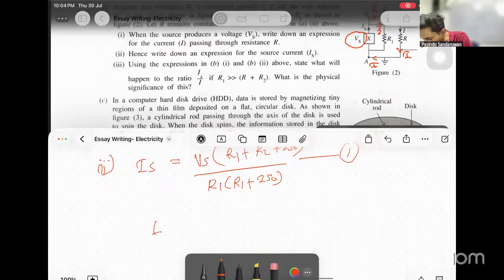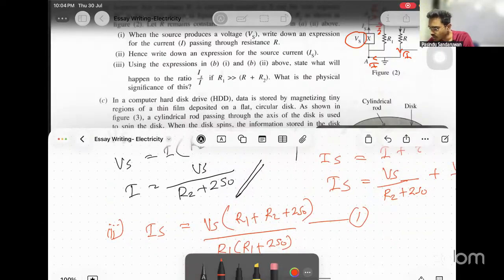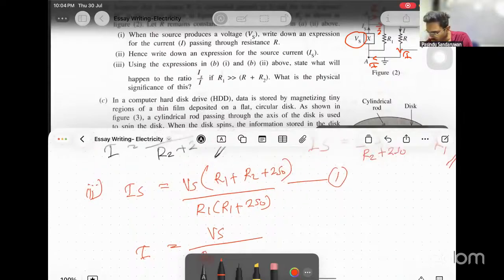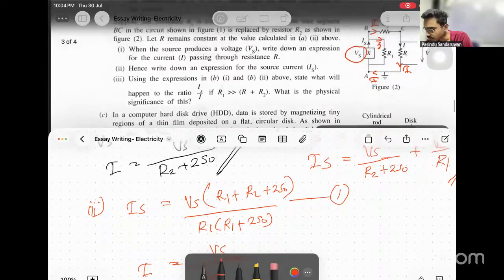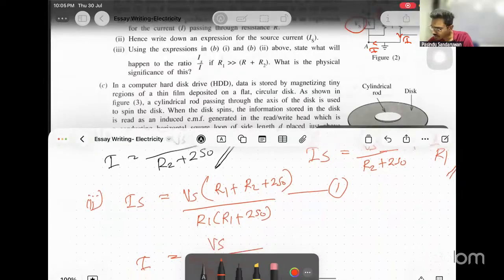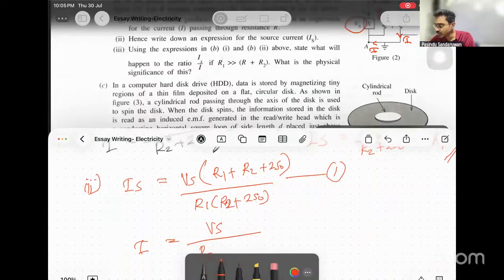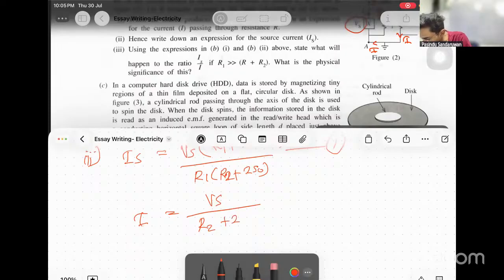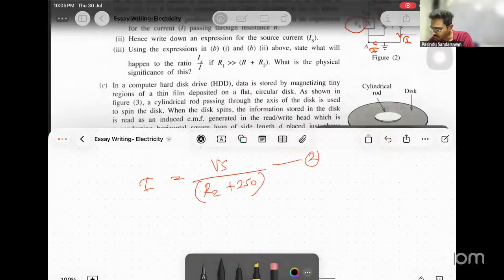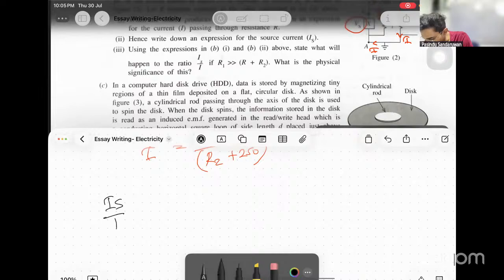And for I we have Vs over R2 plus 250. I is Vs over R2 plus 250. This is R2. Say this is equation 2. Now divide these two. We need IS over I. See what happens.